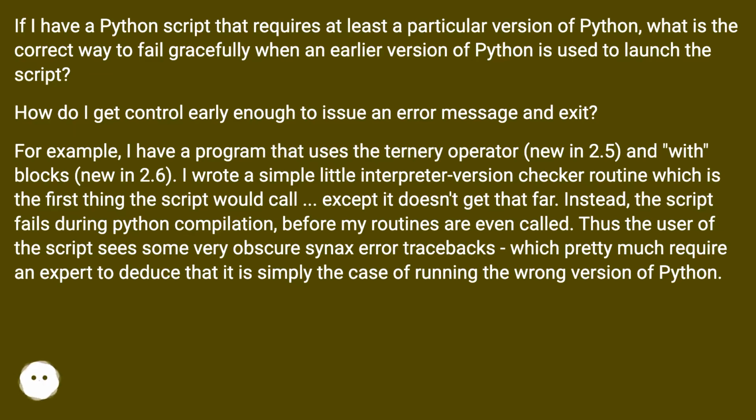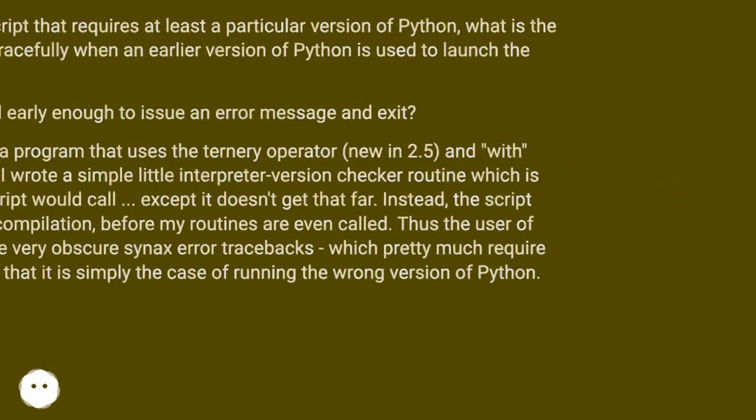For example, I have a program that uses the ternary operator, new in 2.5, and with blocks, new in 2.6. I wrote a simple little interpreter version check routine, which is the first thing the script would call, except it doesn't get that far. Instead, the script fails during Python compilation before my routines are even called. Thus the user of the script sees some very obscure syntax error tracebacks, which pretty much require an expert to deduce that it is simply the case of running the wrong version of Python.